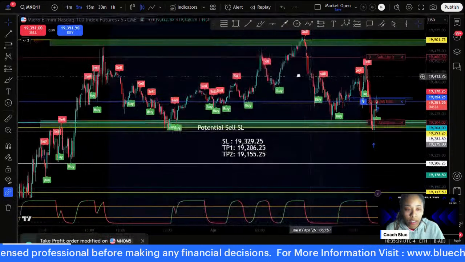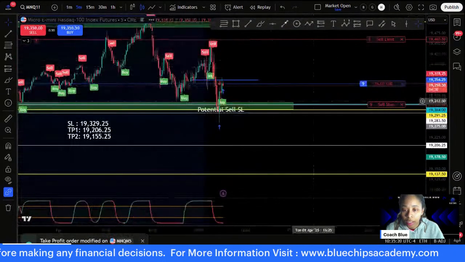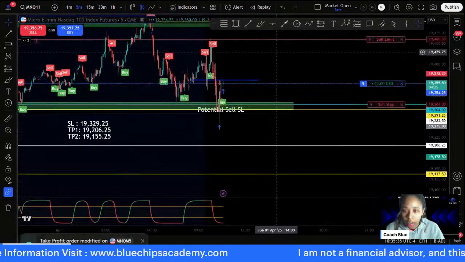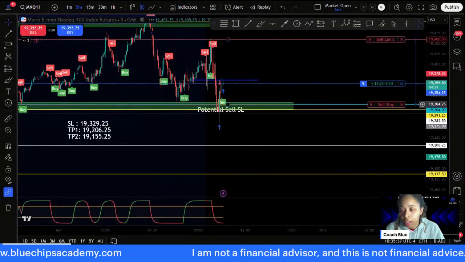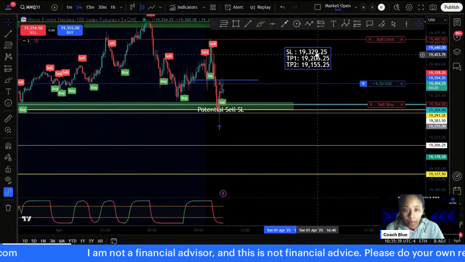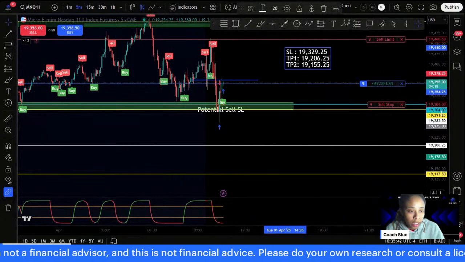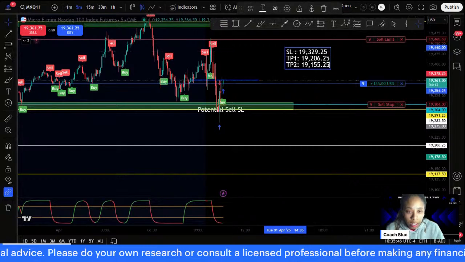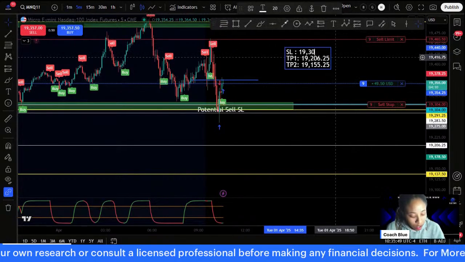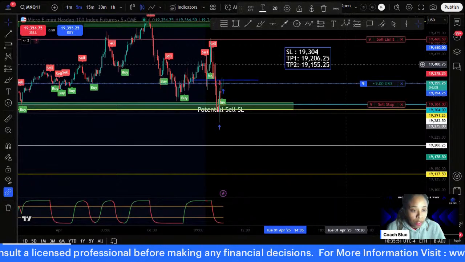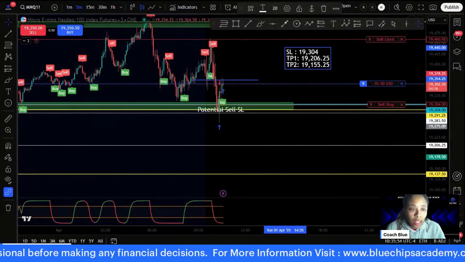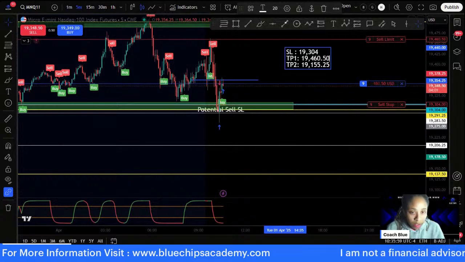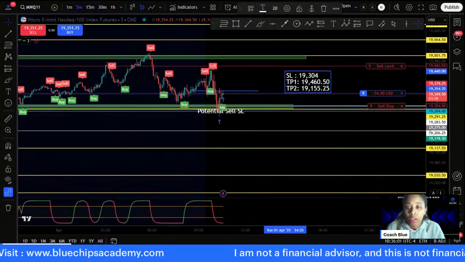Let me go ahead and type out my levels here so you guys can see it. Actually, I can just change it from here. Okay. So stop loss is at 19,304. TP1 is at 19,460.50.